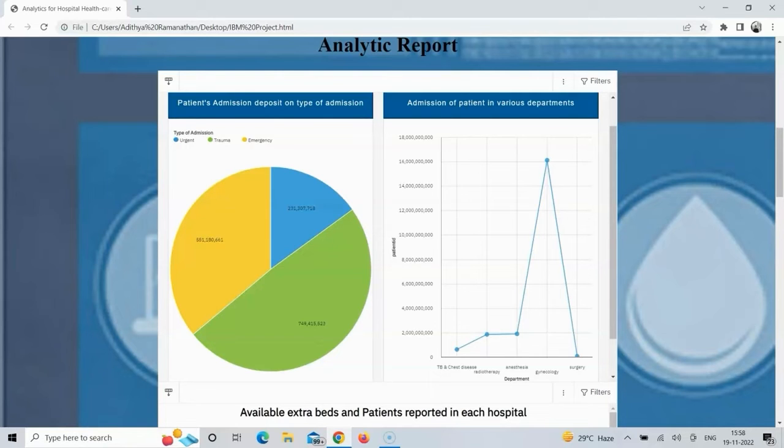One is emergency, trauma, and urgent. Depending upon the patient's admission, we are classifying them into three categories. Either they are in an emergency ward or in a trauma ward, or they are in an urgent ward.